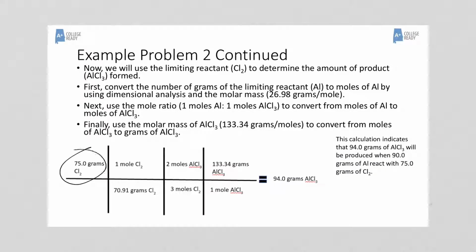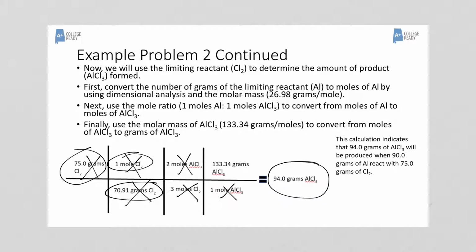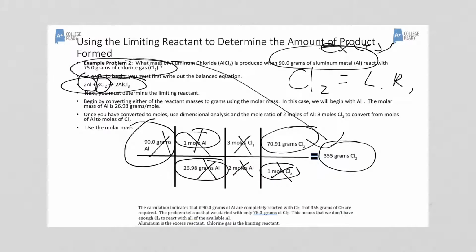So I'm going to start with my 75 grams of chlorine. I'm going to use the molar mass of chlorine to convert from grams to moles. I'm going to use the mole ratio between chlorine and aluminum chloride, which from my equation was 2 moles of aluminum chloride to 3 moles of chlorine gas. The moles of chlorine cancel. And then I'll use the molar mass of aluminum chloride to convert from moles of aluminum chloride to grams. And when it's all said and done, I end up with 94 grams of aluminum chloride produced when 90 grams of aluminum metal react with 75 grams of chlorine gas.